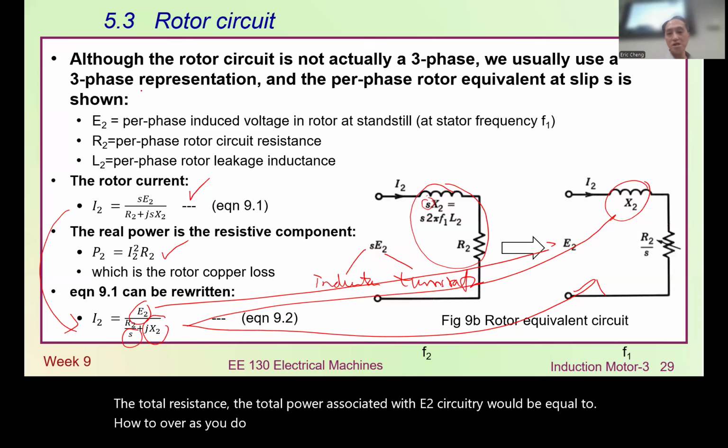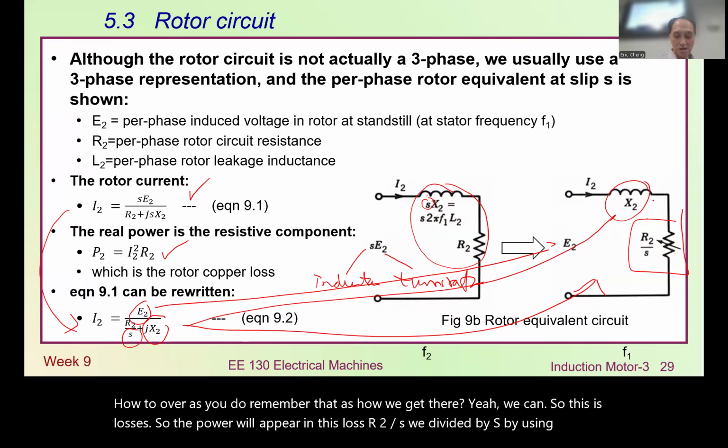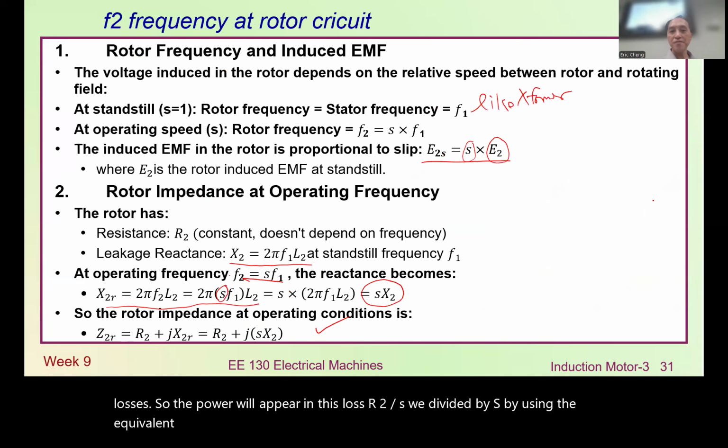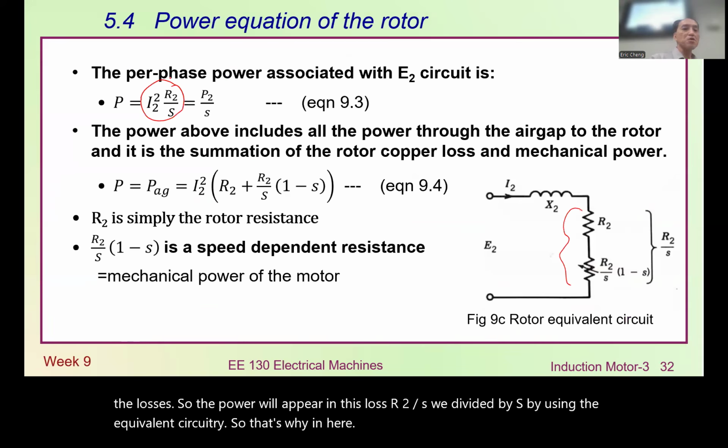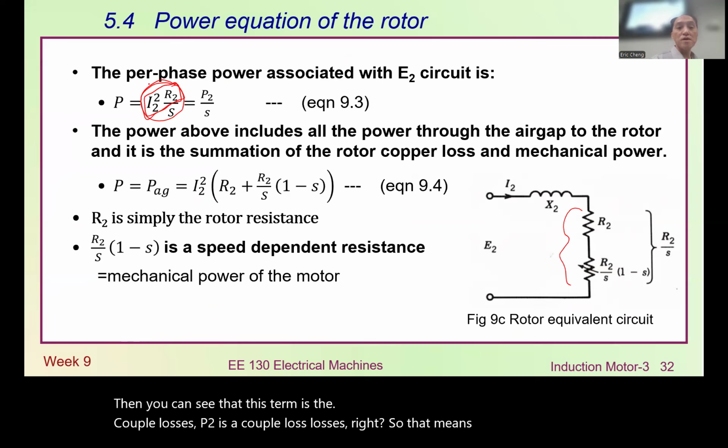So this is the losses. The power will appear in this loss, R2 over S. We divide it by S by using the equivalent circuitry. So that's why in here we have R2 over S, which are our losses. Then you can see that this term is the copper losses. P2 is the copper losses, right? So that means it becomes P2 over S.